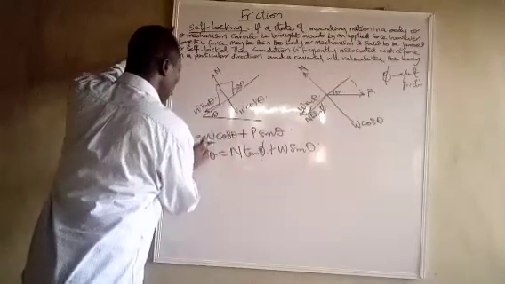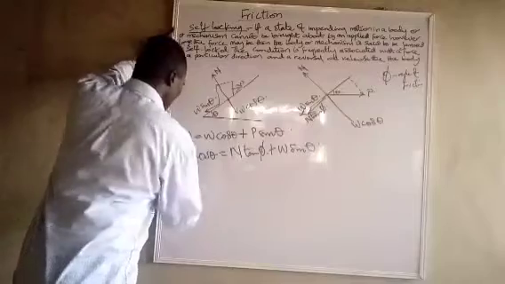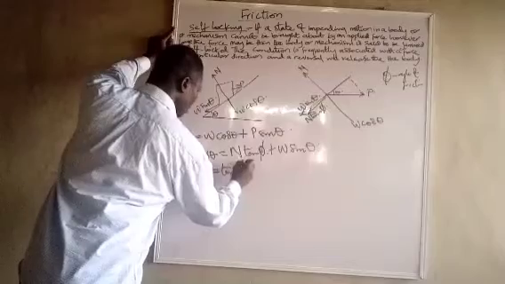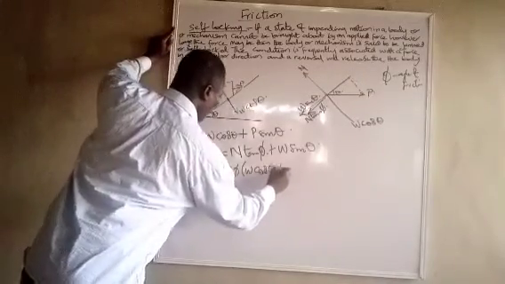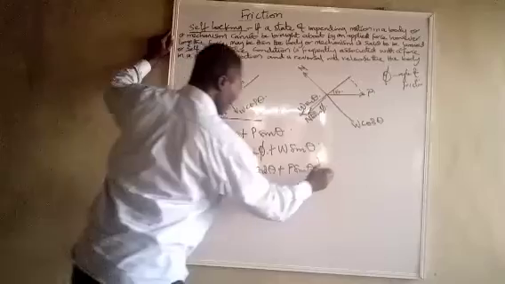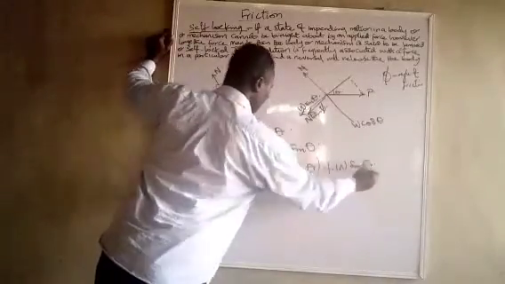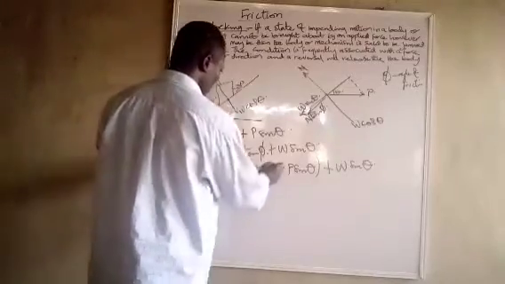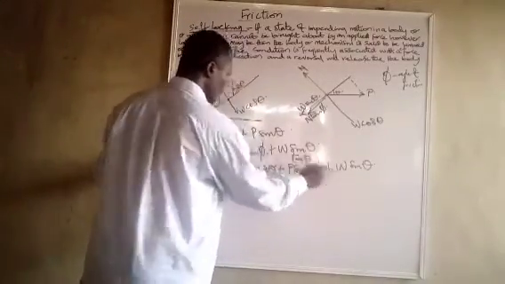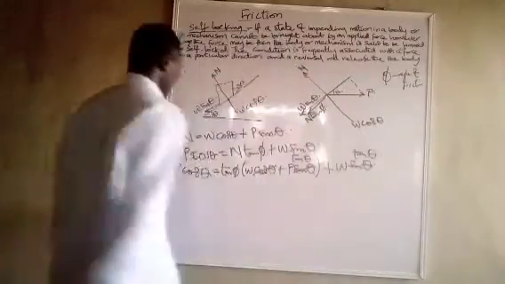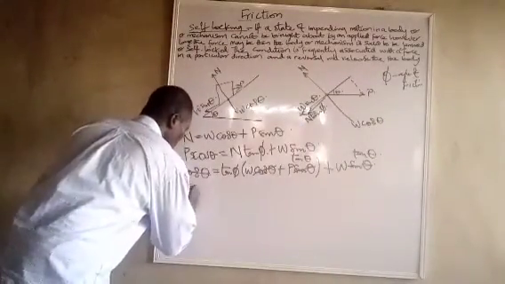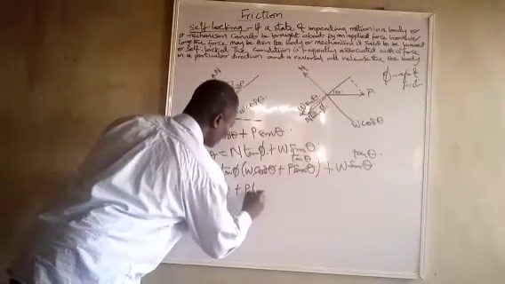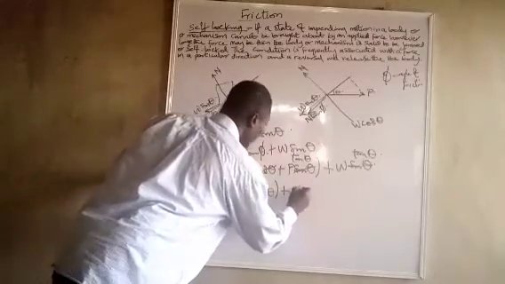Now, I want to bring this one to this place. So P cos theta is equal to tan phi into W cos theta plus P sin theta, plus W sin theta. Looking at this, we can divide through by cos theta. So P equals tan phi into W plus P tan theta, plus W tan theta.